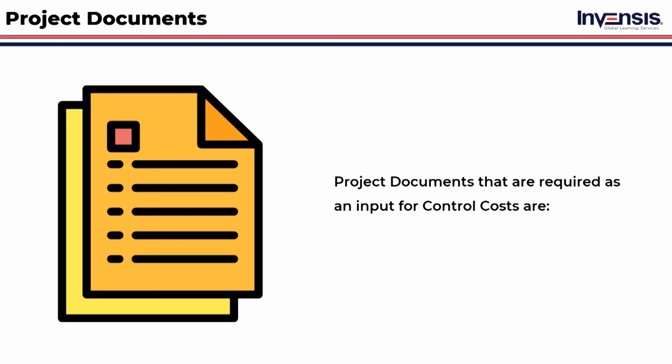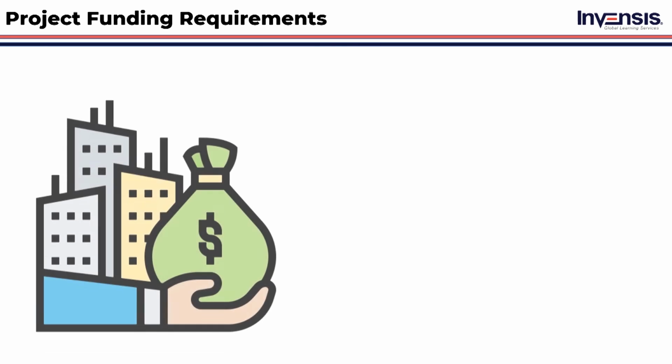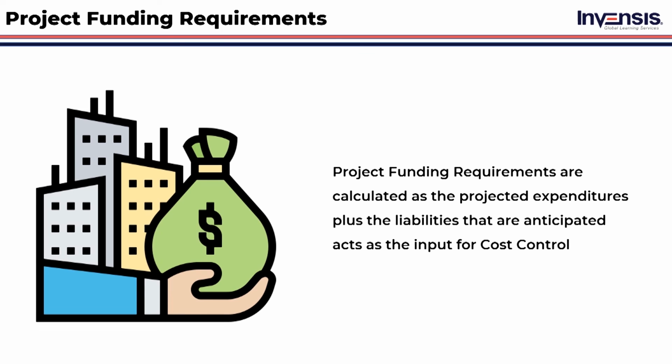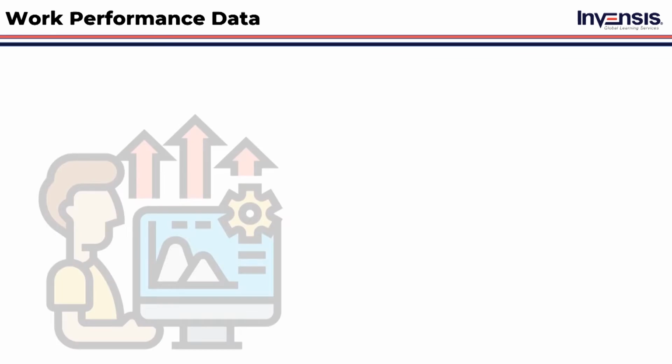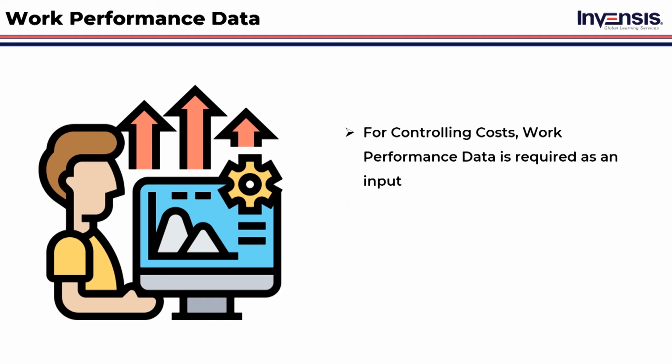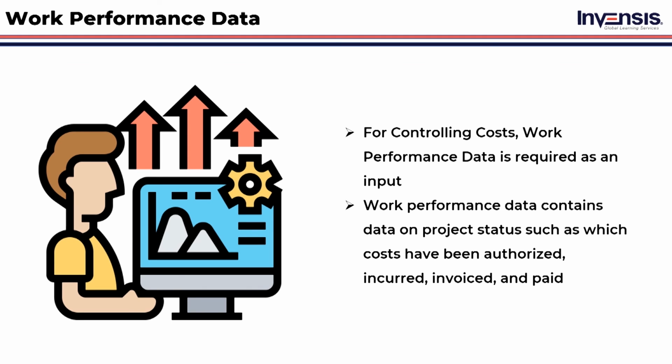Now, let us discuss the next input, that is the project documents. Project documents that are required as an input for control costs are: lessons learned register, where the lessons learned from previous processes and projects are documented, and is used as input to plan cost control. Then we have the project funding requirements input. Project funding requirements are calculated as the projected expenditures plus the liabilities that are anticipated, and act as the input for cost control. Work performance data can also act as an input to control costs. Work performance data contains data on project status such as which costs have been authorized, incurred, invoiced, and paid.